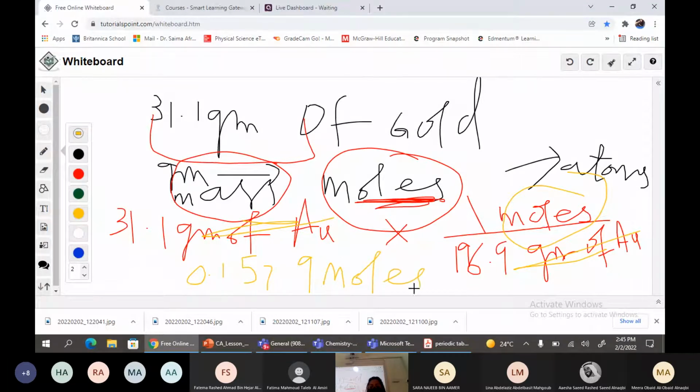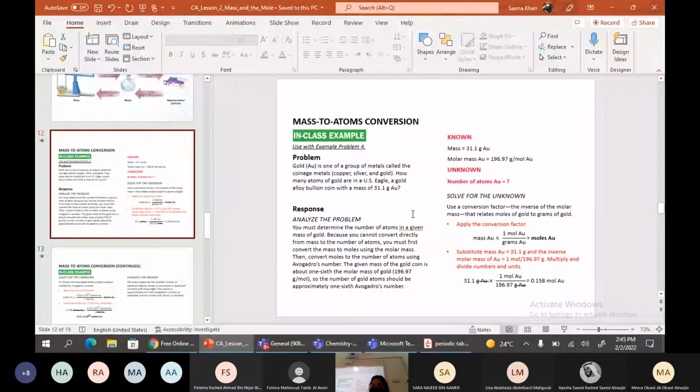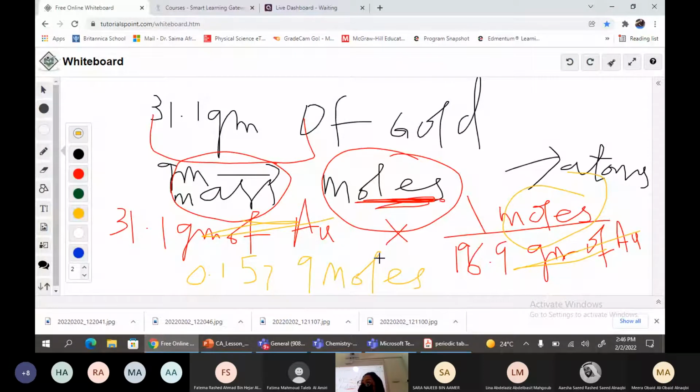Is this my final answer? This is not my final answer because the question was we need the atoms and we had grams. We still haven't reached the atoms. We just have moles till now. So the second step will be, Mira, what will be the second step? Moles to atoms. Very good.